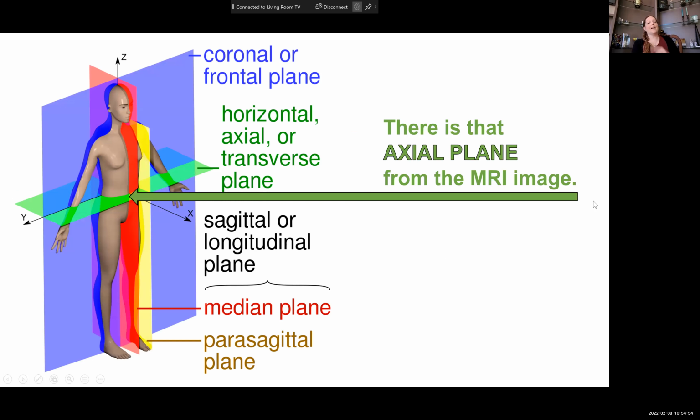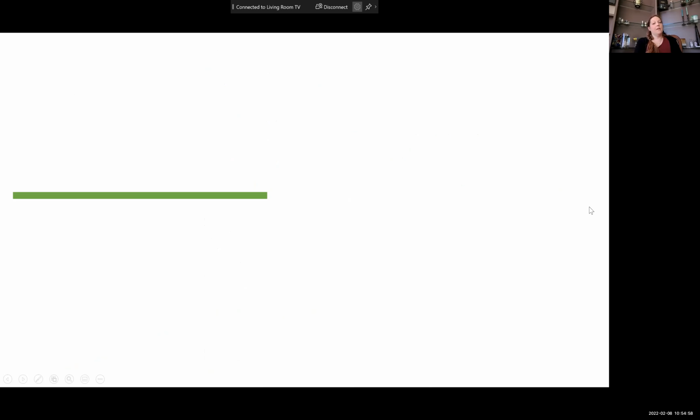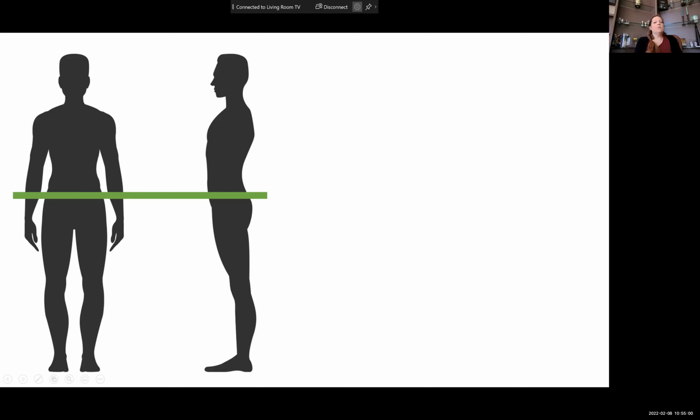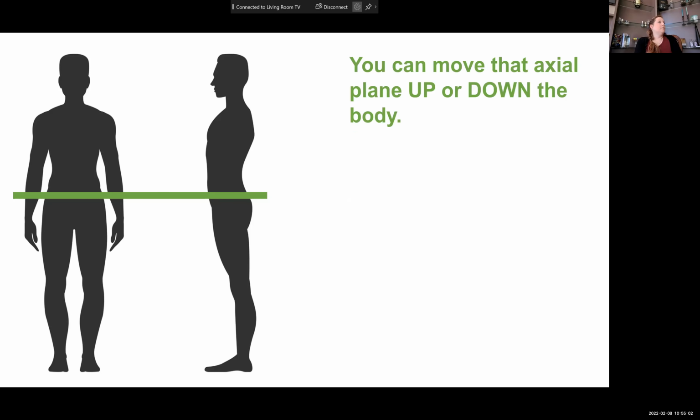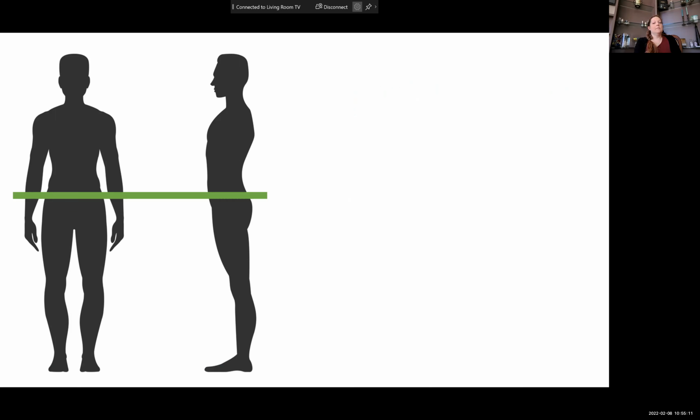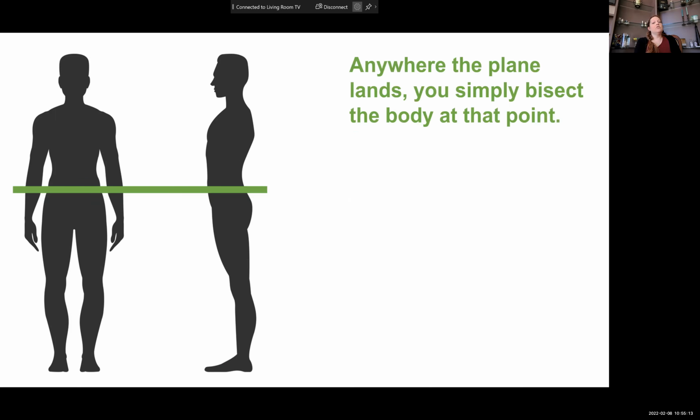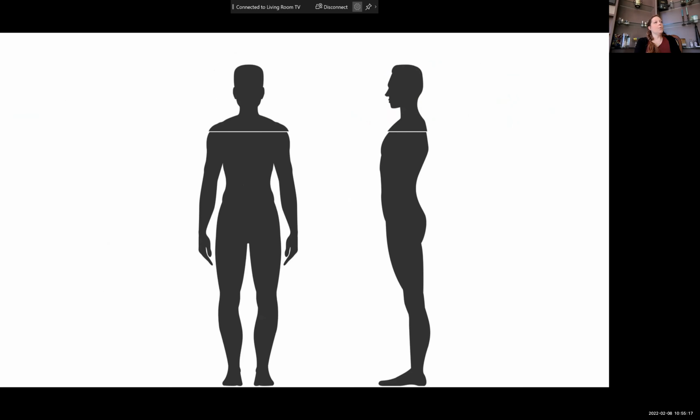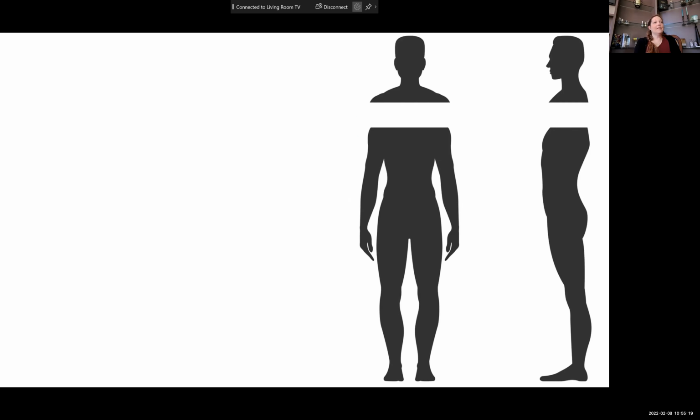All right, so here's this axial plane, right? This is the one we're looking at from my MRI. Here's the cool thing about the axial plane. You can move the axial plane up and down the body. It doesn't matter where it moves, it stays axial because you didn't change its position. And anywhere the plane lands, you just bisect at that point. So there you go. Isn't that kind of fun?